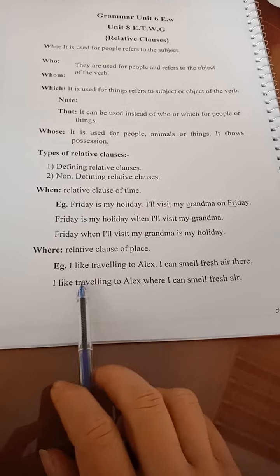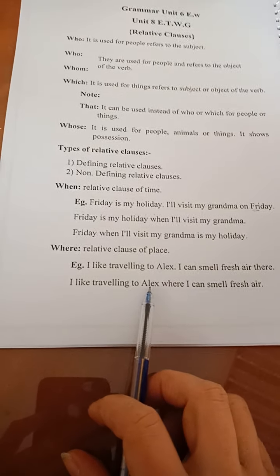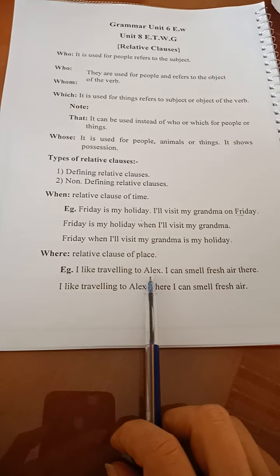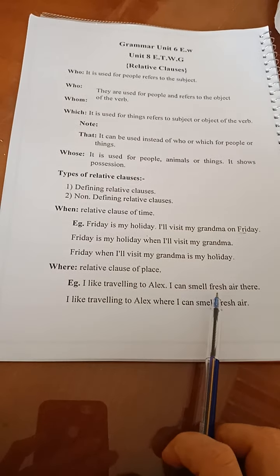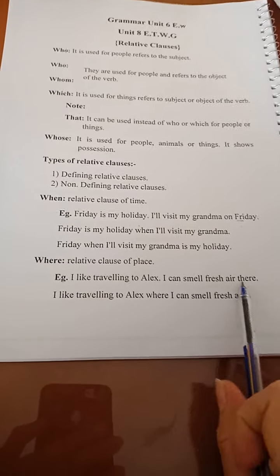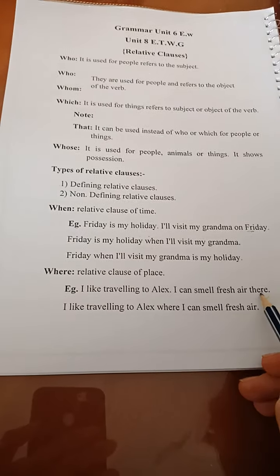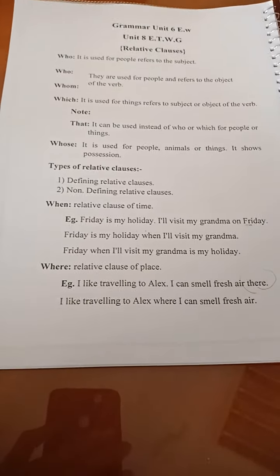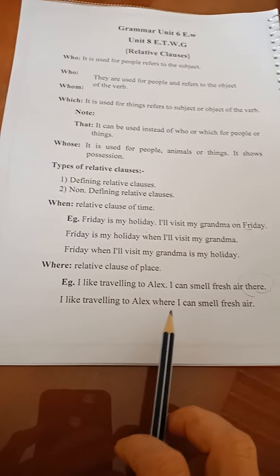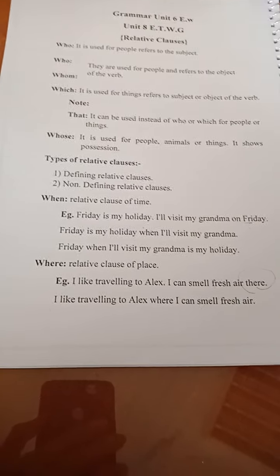So I will say I like traveling to Alexandria. This is the abbreviation for the word Alexandria, Alex. I like traveling to Alexandria. I can smell fresh air there. This is a repeated part, so I will omit there and I will say I like traveling to Alexandria where I can smell fresh air.